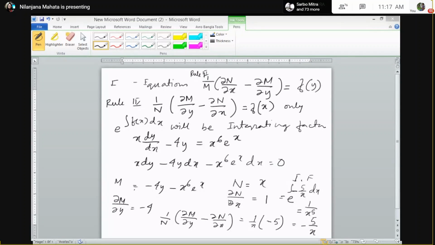Okay, now multiply this with the given equation and tell me what is the result. I am sorry, since I don't have any space, I have written down this IF here. This IF is 1/x^5. So you will multiply this integrating factor with the given equation. So multiply this and tell me the solution.